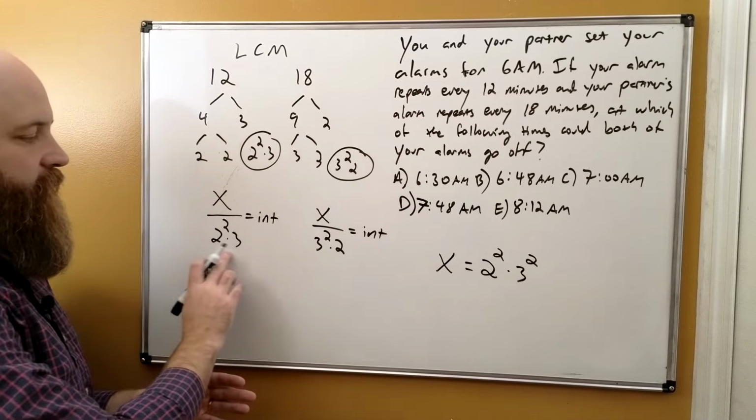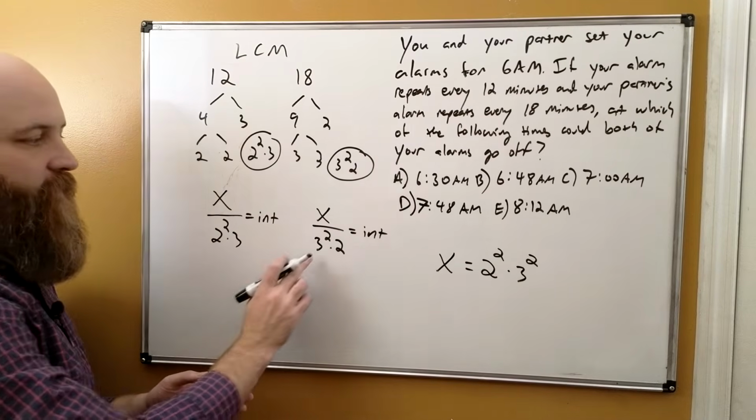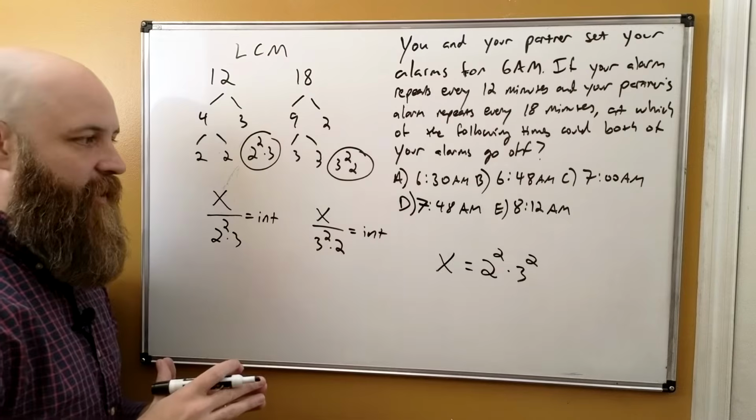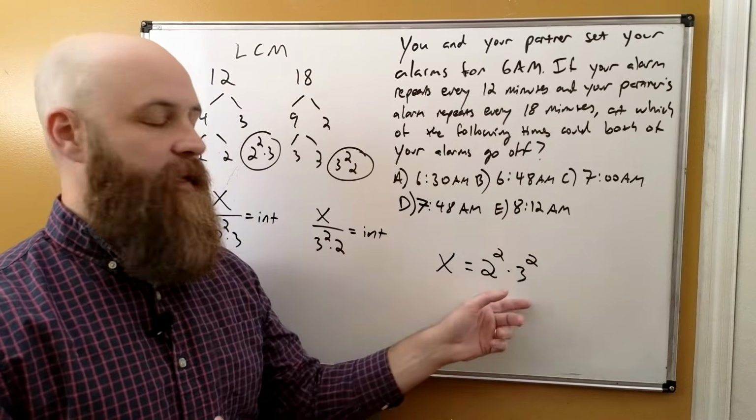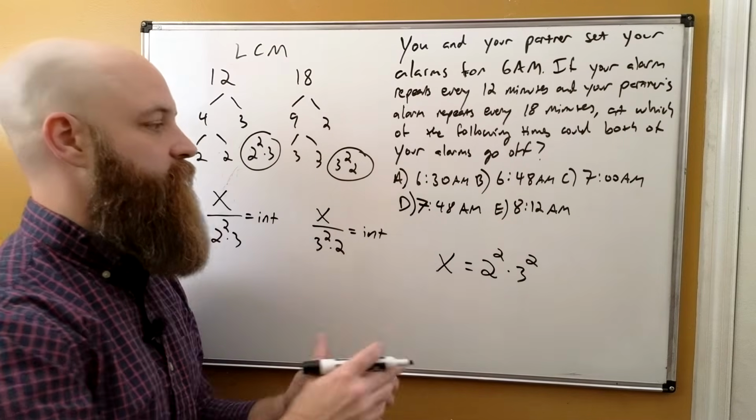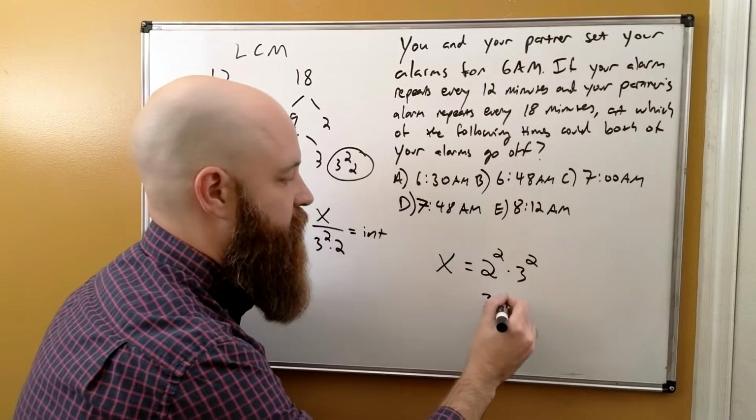2 squared times 3 squared would be divisible by this. 2 squared times 3 would also be divisible by this. Okay, great. So there's my least common multiple of 12 and 18, 2 squared times 3 squared, otherwise known as 36.